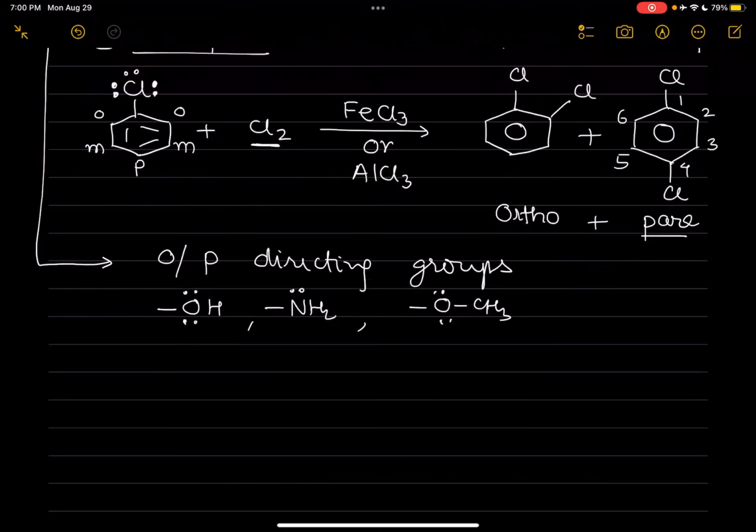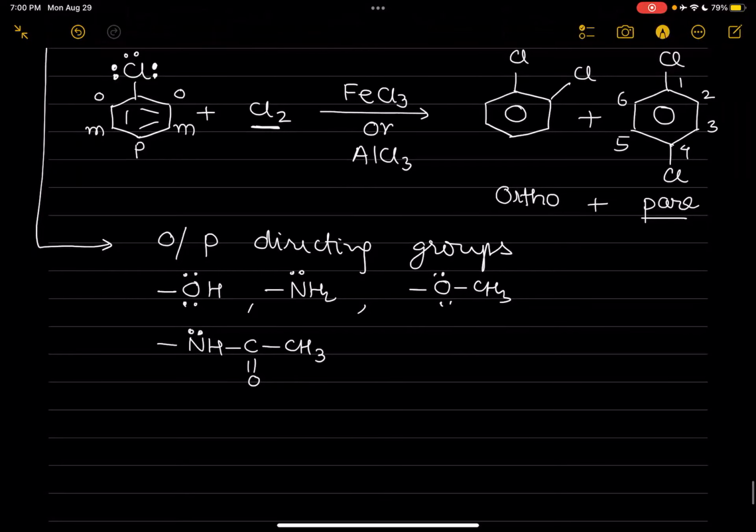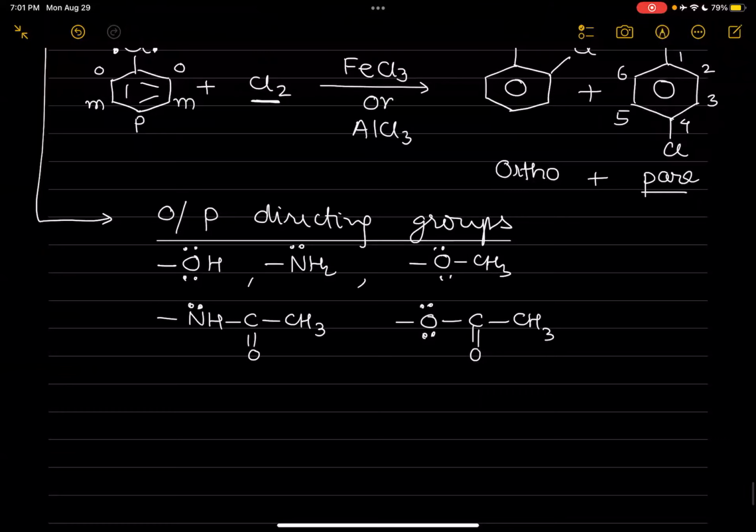There can be some other groups also, which we will see in the subsequent chapters. But you need to know the trick. And the lone pair is there. All the lone pair containing groups are ortho para directing. All the lone pair containing groups are ortho para directing groups for electrophilic aromatic substitution reactions. That you need to remember.